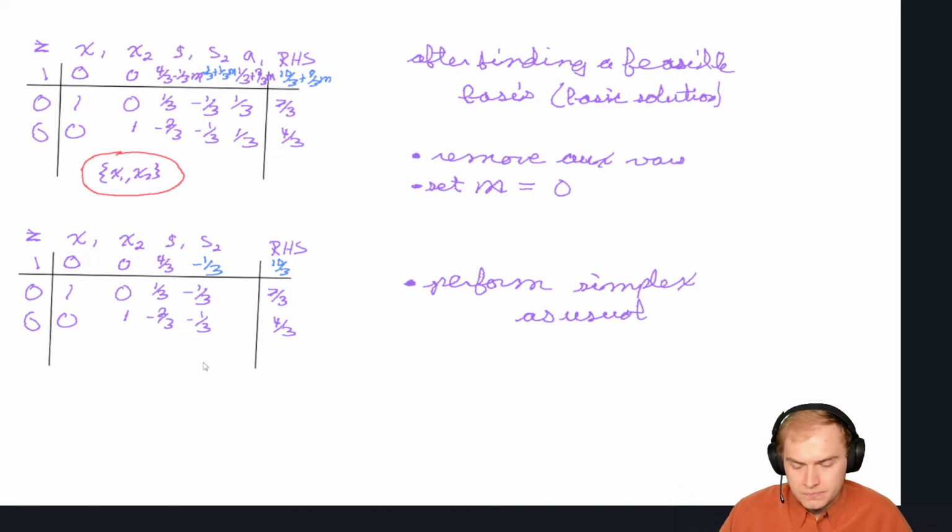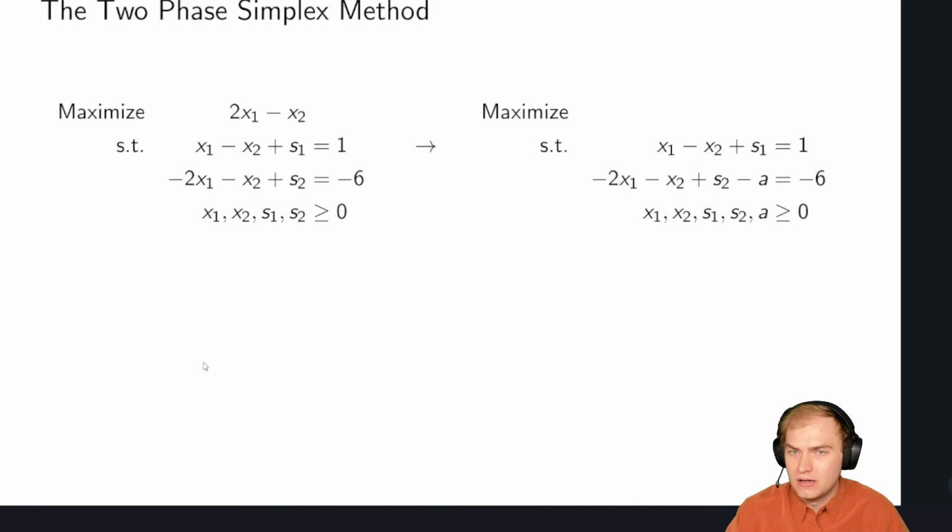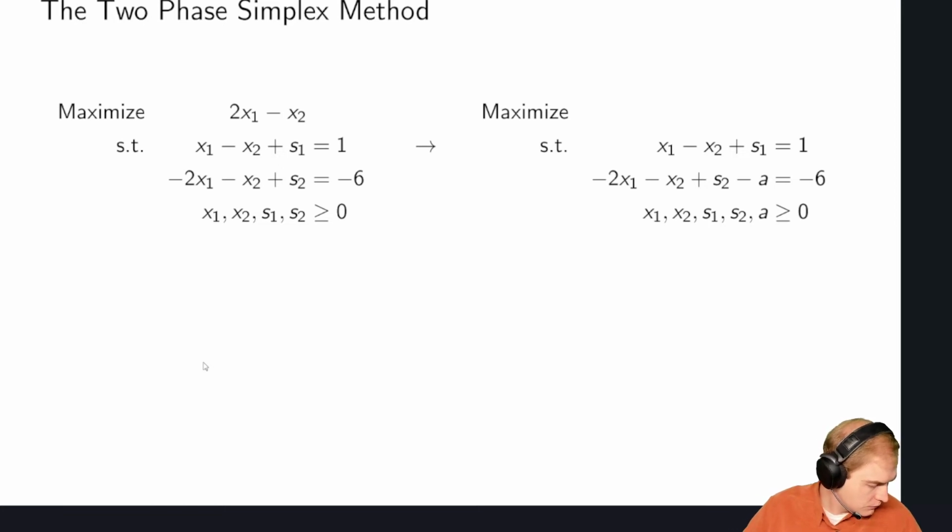So we have that. That's a good method. The other traditional method for this is called the two-phase method. That's the method that the book shows off. It's a little more robust because we don't use a big M. We don't use an arbitrarily large coefficient.